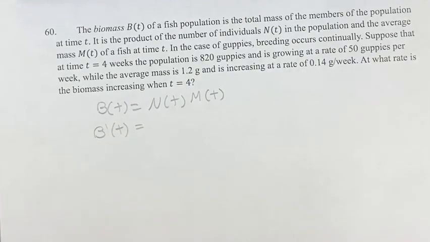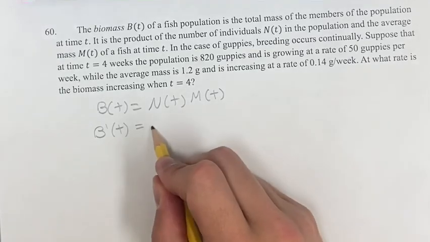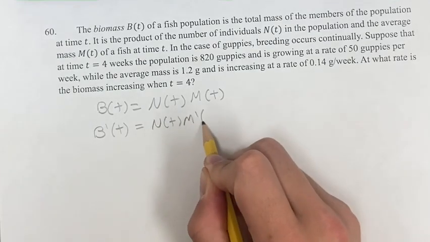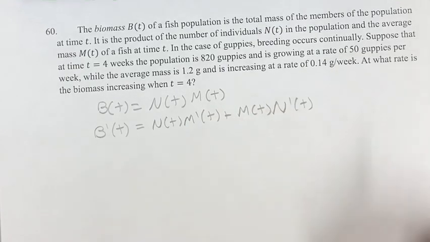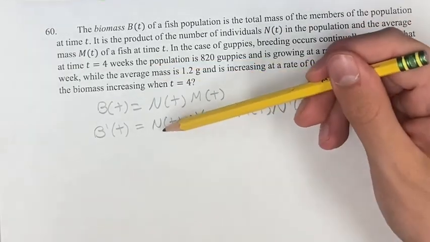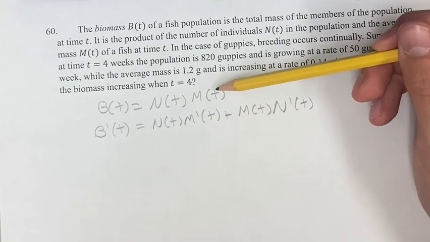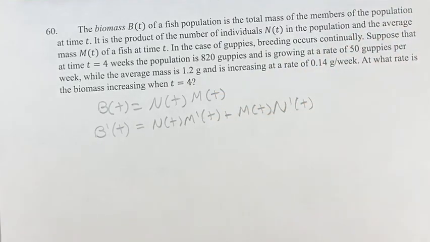And not worrying about the values just yet, just in terms of N and M, we can use the product rule. So we have N times the derivative of M plus M times the derivative of N, right? And this is the product rule where we have one times the derivative of the other plus the other times the derivative of the first.